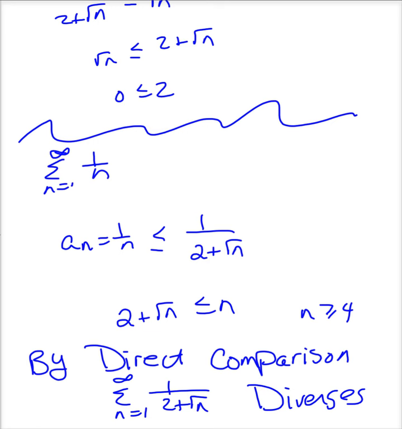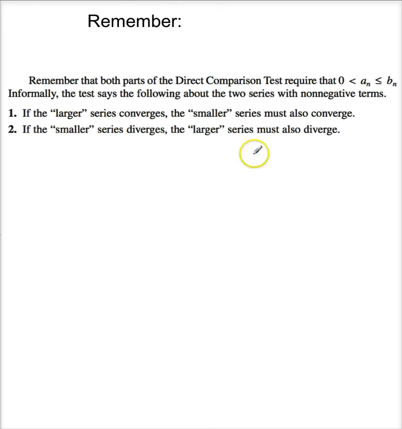Now I do want you to remember, a sub n has to be positive and less than or equal to b sub n. If the larger series converges, the smaller also converges. If the smaller diverges, the larger has to diverge.